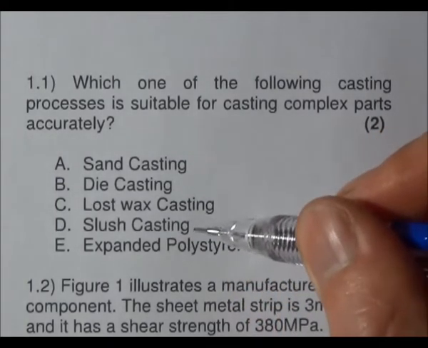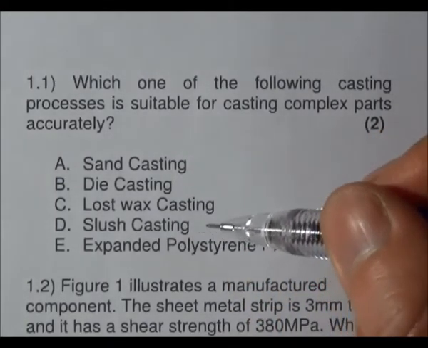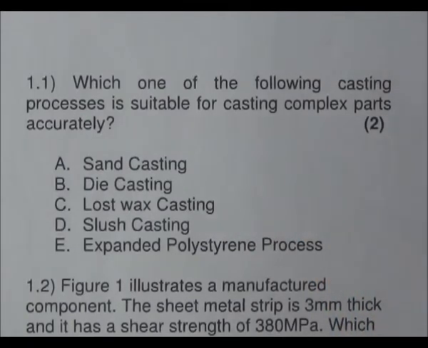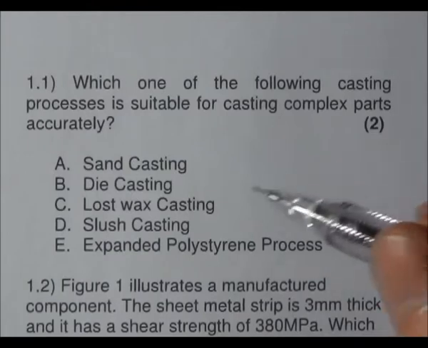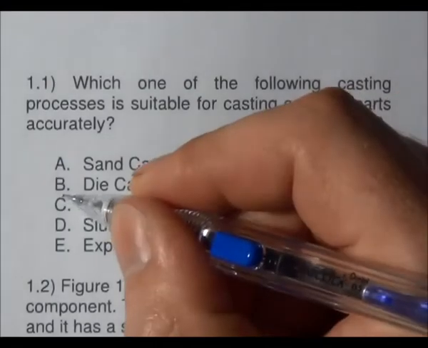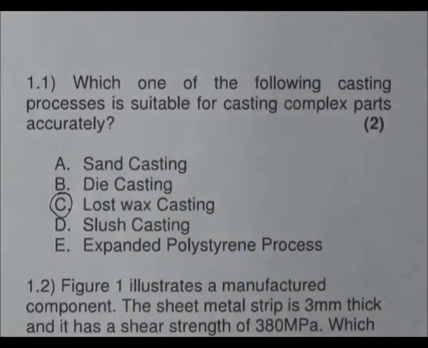Slush casting is used to do hollow components like lamp pedestals and so forth, and the expanded polystyrene process is also basically a sand casting process, so also not very accurate. So the correct answer for 1.1 is C.